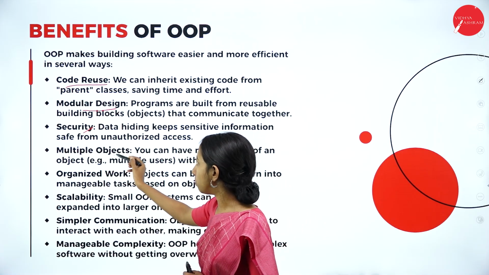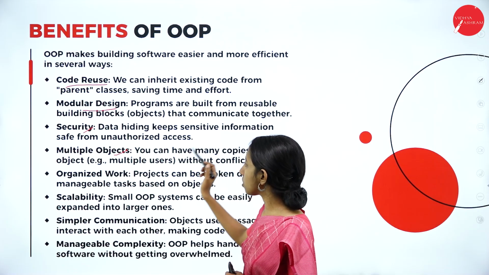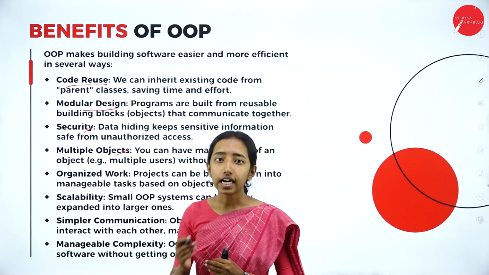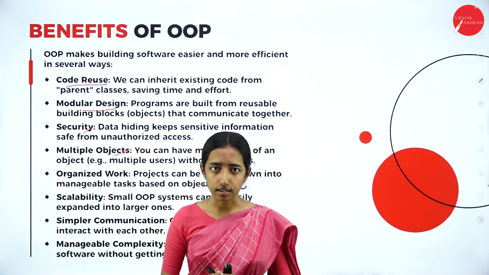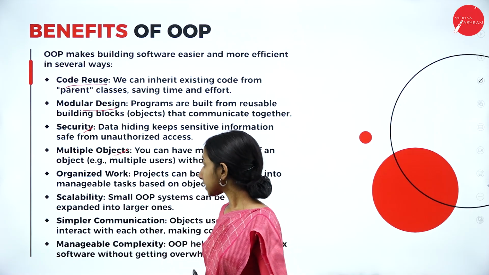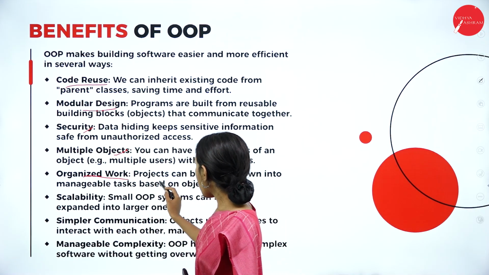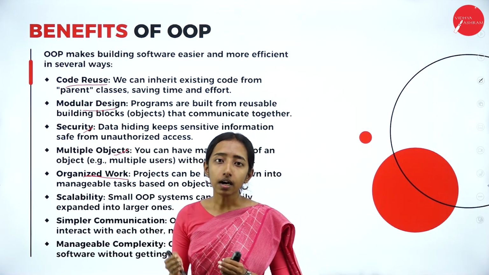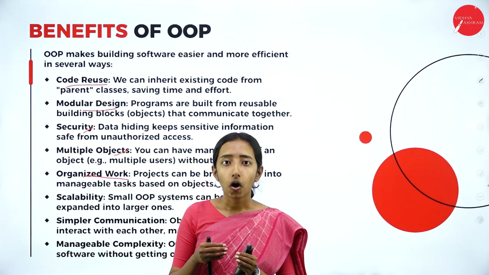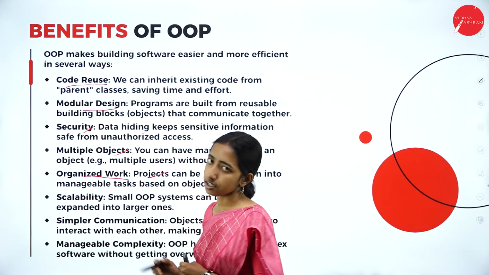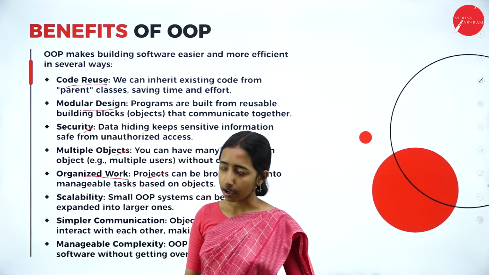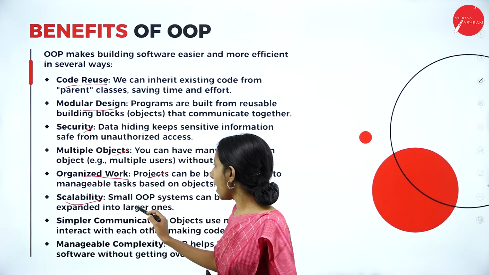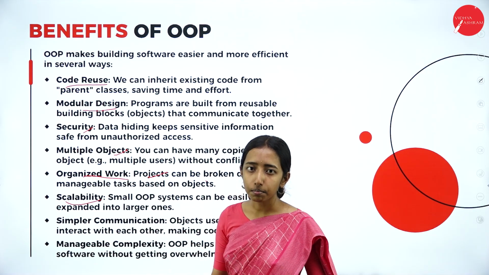After that, multiple objects. We can create as many copies of the object for multiple users without conflicts. As I said earlier, we can create a number of objects to use in the code. Next, organized work. Projects can be broken down into manageable tasks based on the objects. So an organized way of handling projects can be done using the OOPS concept. After that, scalability. A small OOPS system can be easily expanded into larger ones.